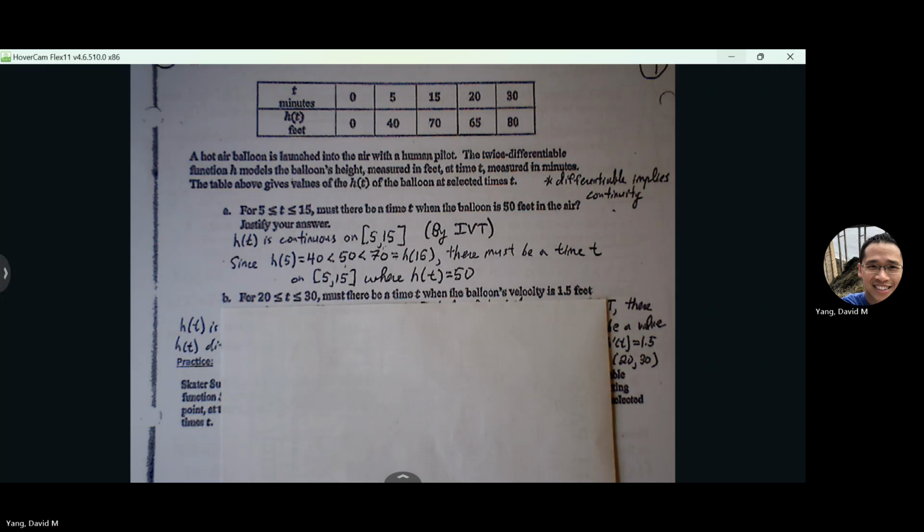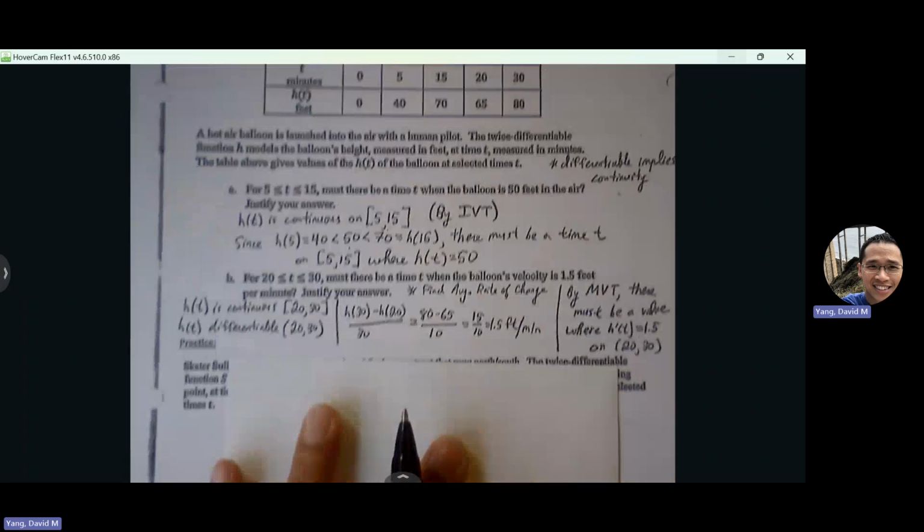Okay. Are you finding the velocity in between 20 and 30? Oh, my bad. I said 0 and 20. Otherwise, yeah, between 20 and 30. So we're going to be finding the average velocity between 20 and 30. And if the average velocity can be 3.5, then there must be an instantaneous velocity of 3.5 as well. So we can go ahead and see if we can prove that. Let me zoom in here.